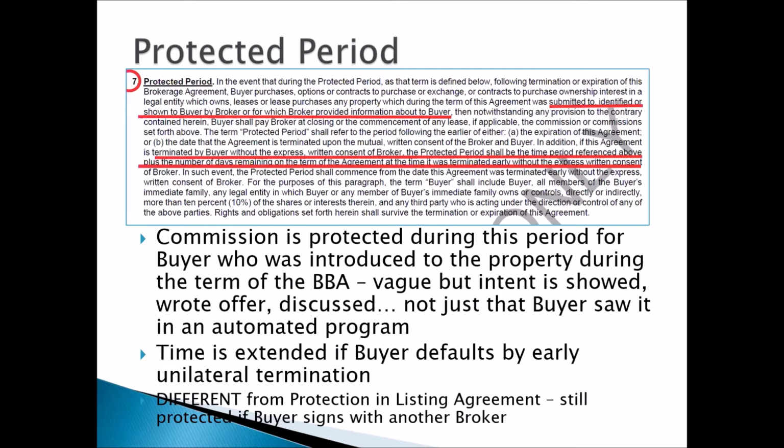So if you are buyer's agent number 2, basically your commission is fully protected for a property that you show the buyer from that point forward or bring to the attention of the buyer, not anything that the buyer had previously seen with buyer's agent number 1.